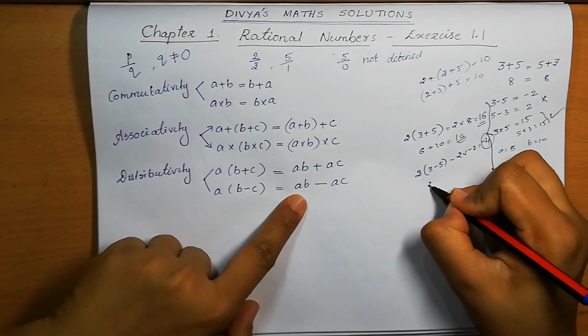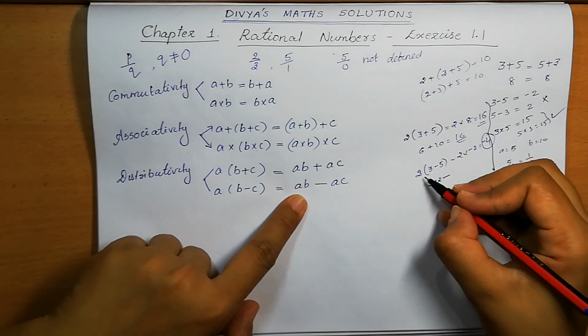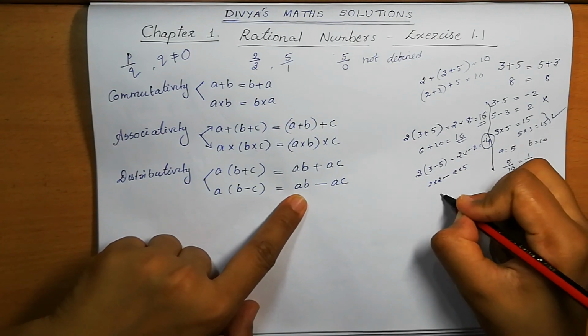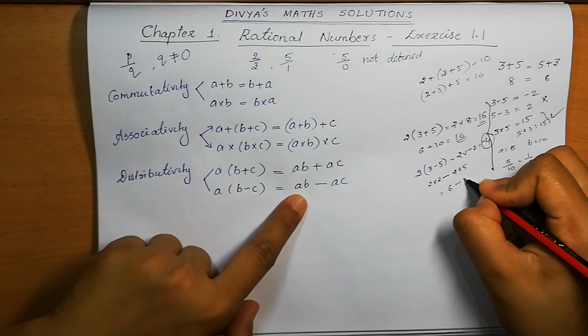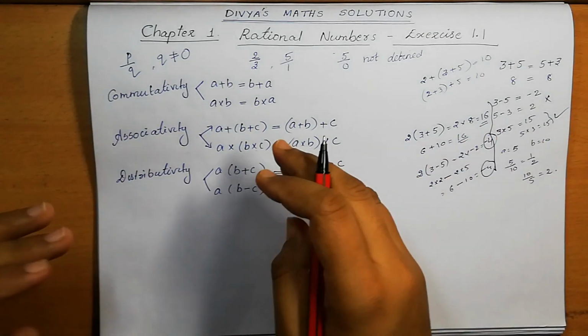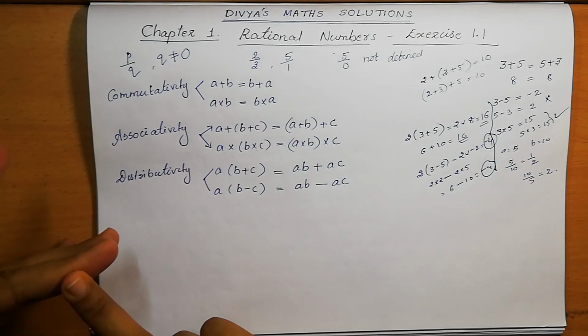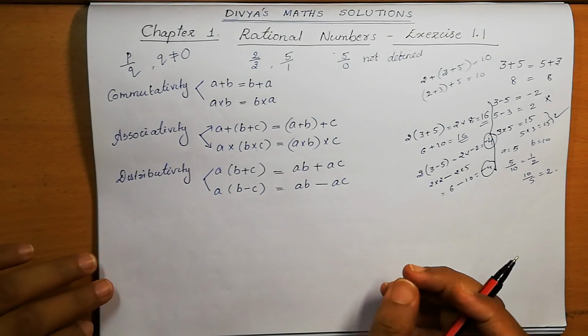AB: 2 into 3 plus minus A into C, 2 into 5. 2 into 3 is 6. 6 minus 10 is minus 4. Answer is correct. So the main three properties are commutativity, associativity and distributivity. Next, we can learn some other properties also.